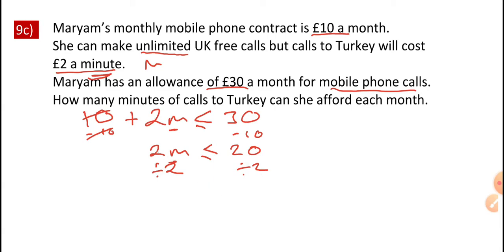So on the left hand side, the times 2 and the divide 2 cancels out, leaving us just M. On the right hand side, 20 divided by 2 is 10. So M has to be equal to or less than 10. So she can make up to 10 minutes. This is what this means. She can afford to make up to 10 minutes of phone calls to Turkey each month to stay within the budget of £30. So she can make 10 minutes of calls or less. She's not allowed to make more than 10 minutes of calls.